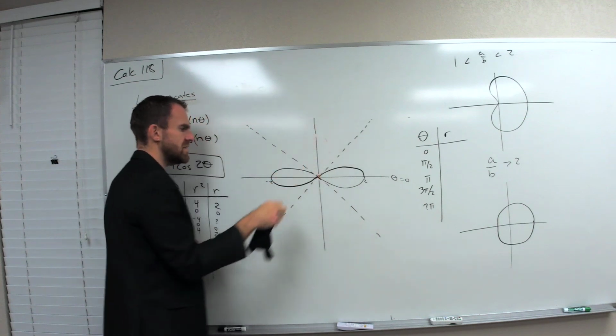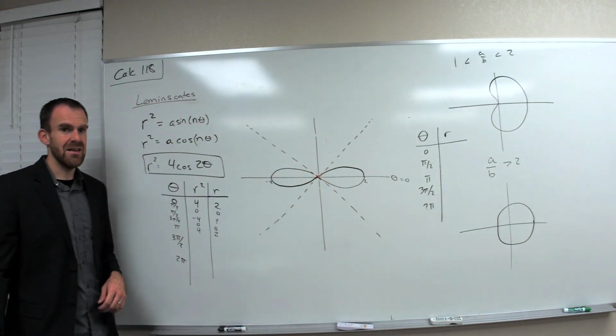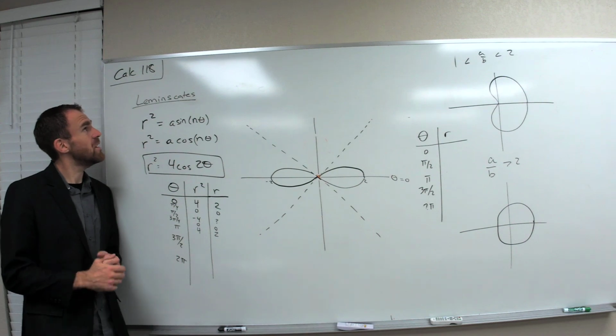And so, goofy as it may be, that is my lemon skate. That, my friends, is problem set 118.